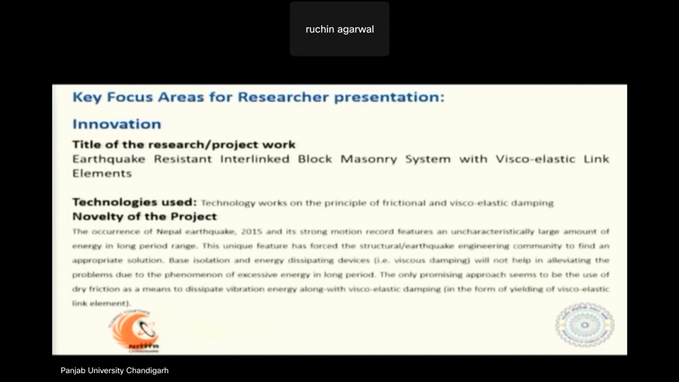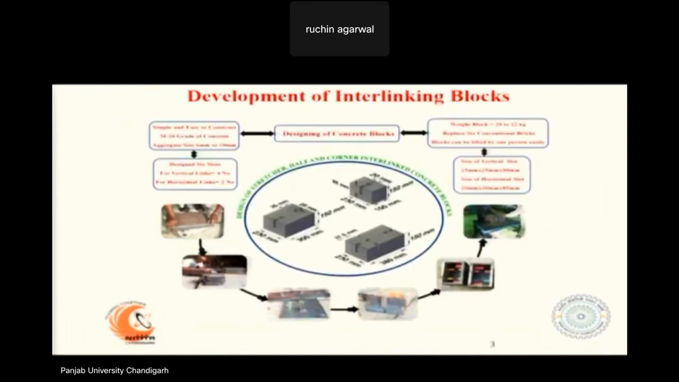Naveen, next slide. So these are the interlinked blocks. You can see that we have three types of blocks. One is the stretcher block, which is the main block. Half of it we call a half block, and another is a corner block, because whenever you are making your house, the corner should be toothed together. With the tooth at the corner, the corner should not split in case of an earthquake. So we have developed these three kinds of blocks.